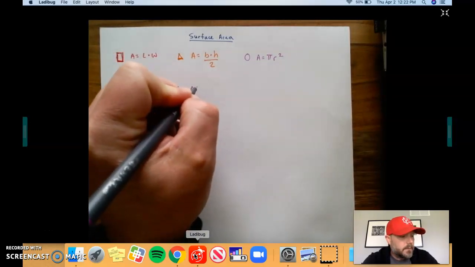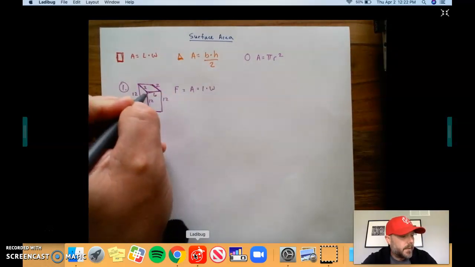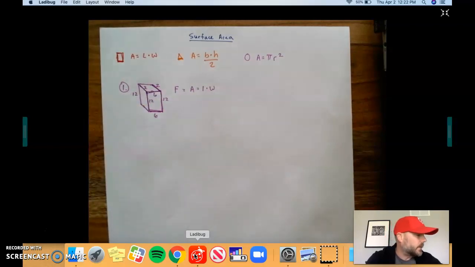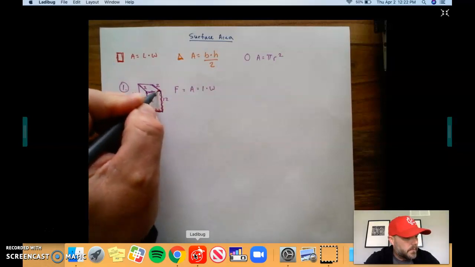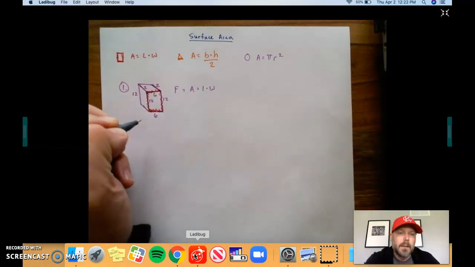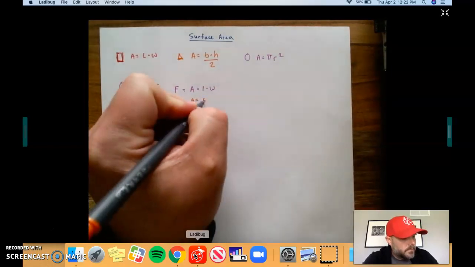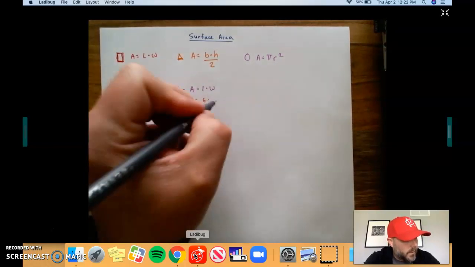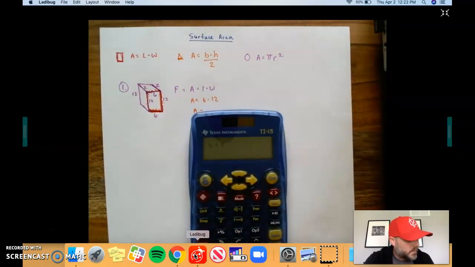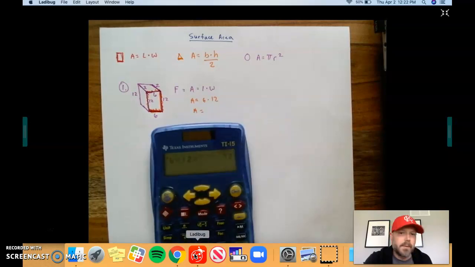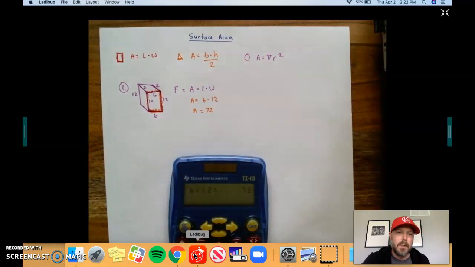Area of a rectangle is length times width, okay? So for this front side right here, maybe I'll use a different color. This front side right here, okay? We have area equals 6 times 12, okay? And when I multiply those together, 6 times 12, I get 72. Okay, 72. And that's the front.